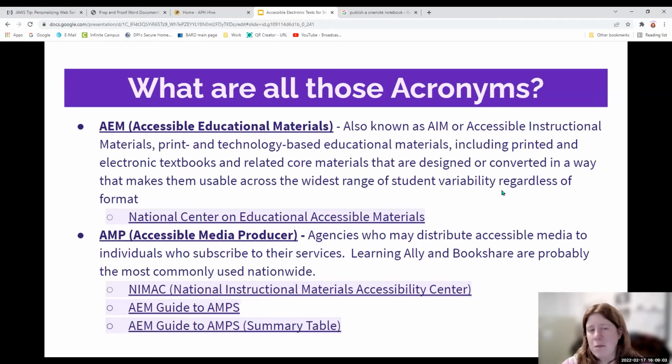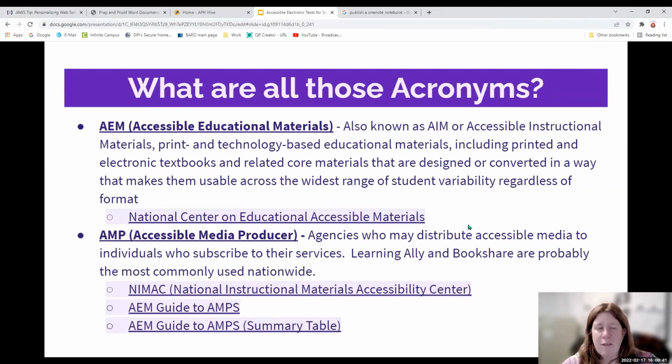So what are all these acronyms, which we're special education, so it's alphabet soup, right? So AEM is an accessible instructional or educational material. It's a print or technology material, includes print or electronic texts and related core materials that are designed in such a way as to make them usable across the widest range of student variability. In other words, it's a material that is accessible by the widest range of people possible, regardless of disability.